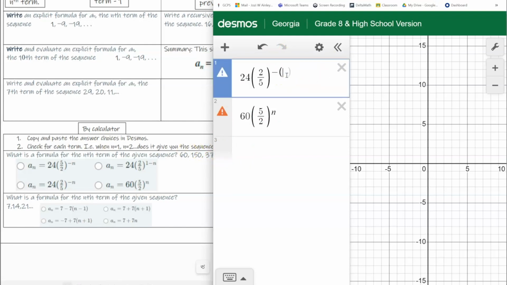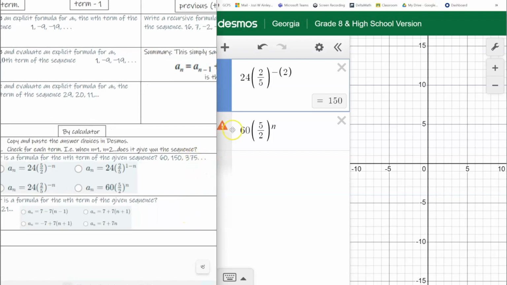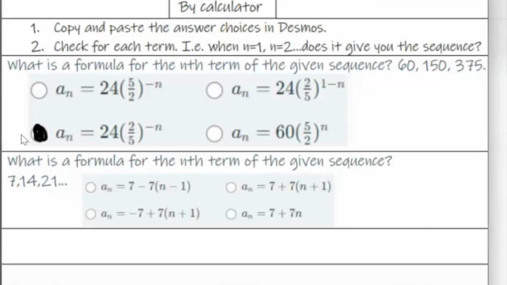I'm going to come over here. When n is 1, does it give me 60? It does. So this could possibly be the answer, but don't believe the first answer you get. Keep checking. When n is 1, it's 60. When n is 2, it should be 150. Let's check that. When n is 2, is it 150? It is. When n is 3, it should be 375. Let's check that. When n is 3, it should be 375. Therefore, this one is the answer. Let me go find that one. That's the answer.